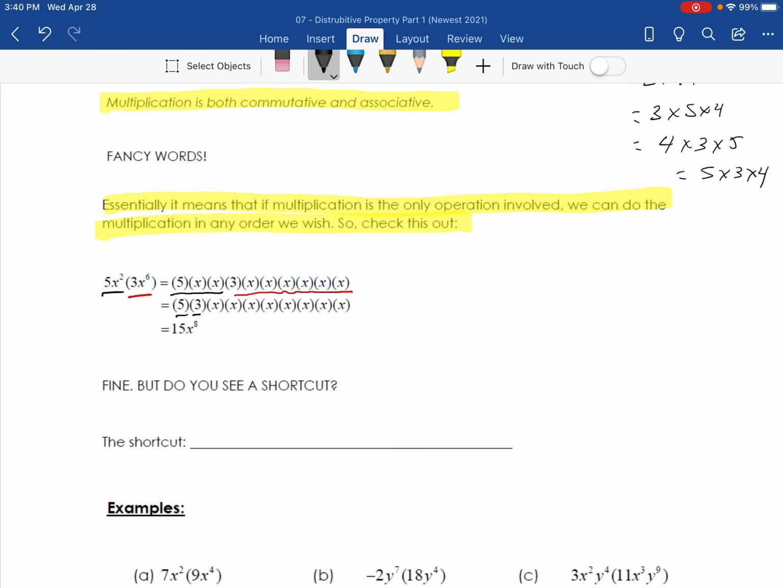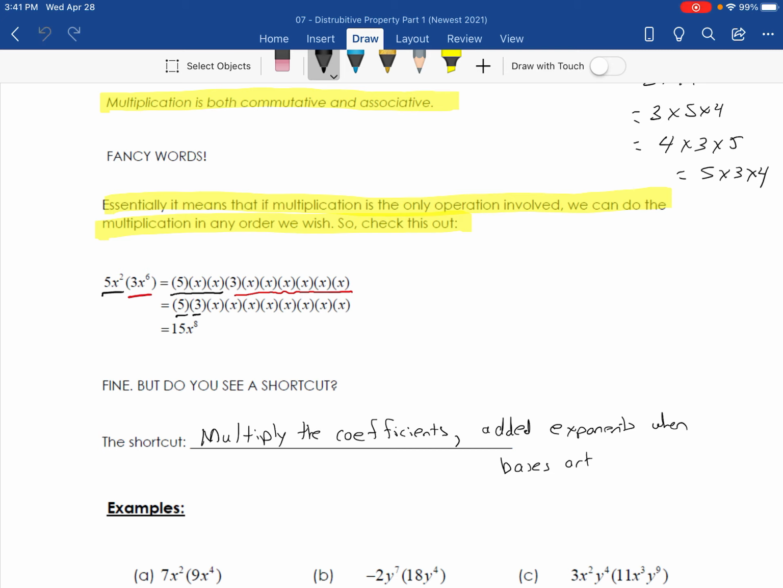5 and 3 became 15. Yeah, we just multiply the coefficients. So when we're multiplying monomials, we can just multiply the coefficients. That's the easy part, I think. And then what did we do here with the x's? We added exponents when bases are the same.